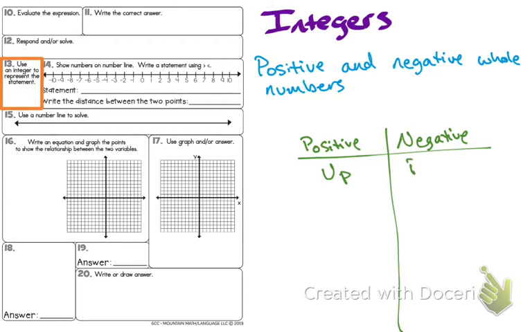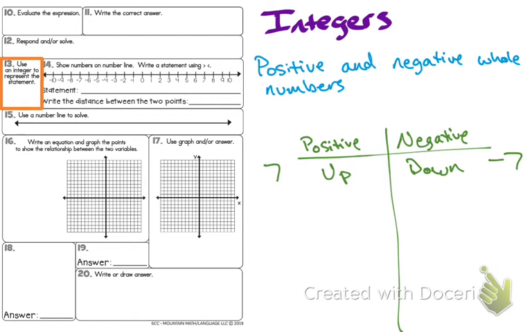So let's think about something like up and down. Up might represent a positive, and down might represent a negative. If we saw this in a sentence and maybe it said, he climbed up the ladder 7 feet, we would write a positive 7. If we said we climbed down the ladder 7 feet, we might write a negative 7.